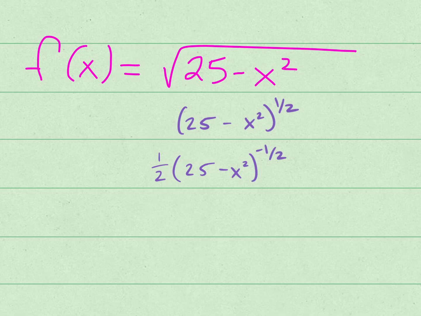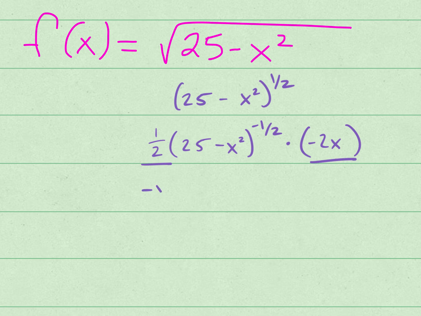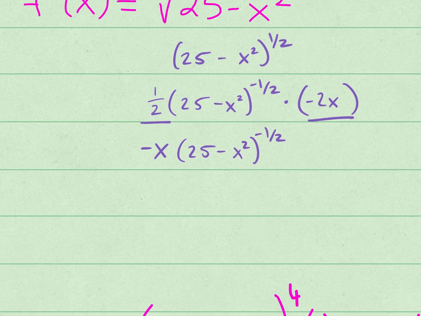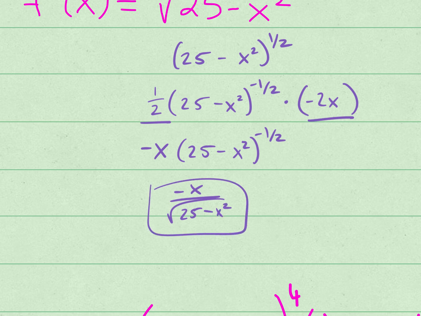Perfect. So the negative 1/2 power times the derivative of the inside. What's the derivative of the inside? Negative 2x. Awesome. Let's simplify. What's negative 2x times 1/2? Negative x times 25 minus x squared to the negative 1/2 power, or we would say negative x over the square root of 25 minus x squared. So either way of these would work.